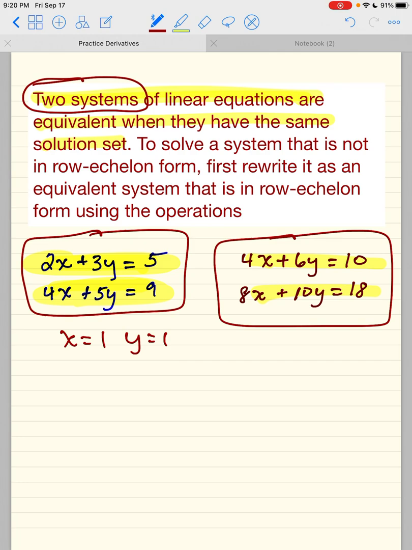To solve a system that is not in row echelon form, first rewrite it as an equivalent system that is in row echelon form. Now there are three operations that you can use to create these equivalent systems. Okay, so rewrite it into something equivalent.